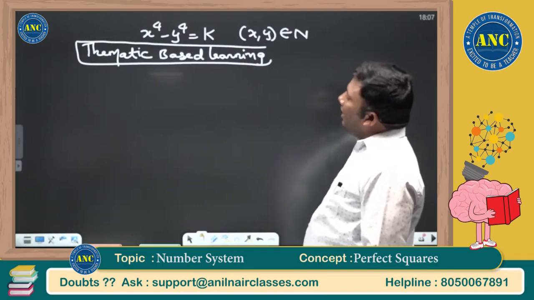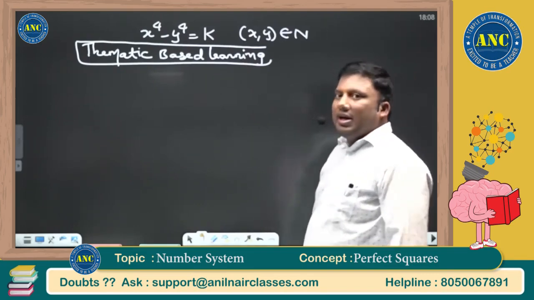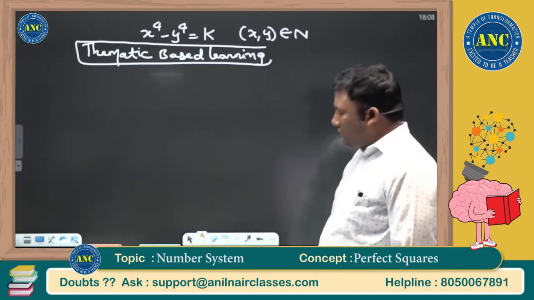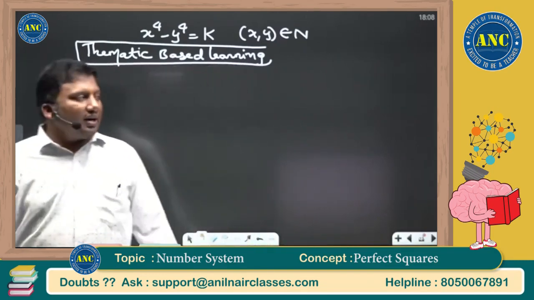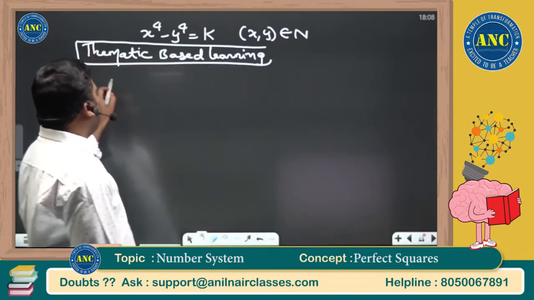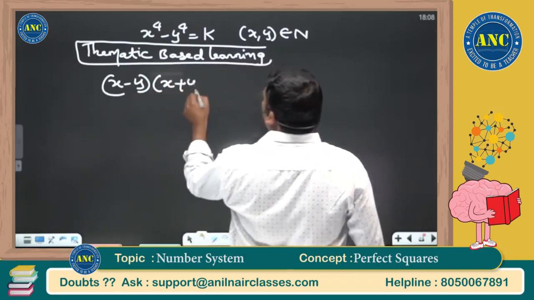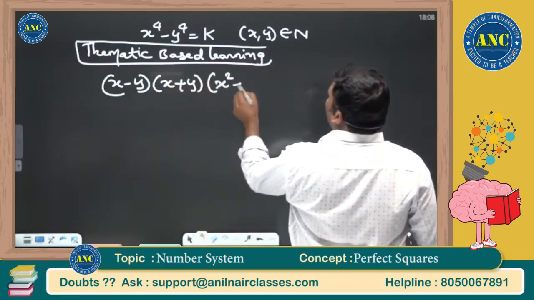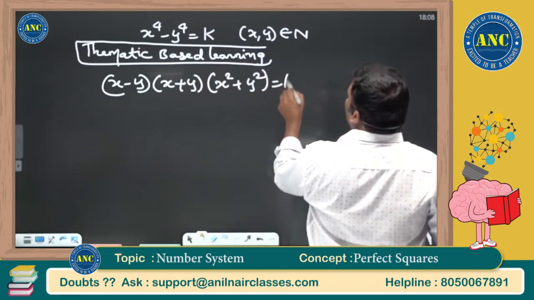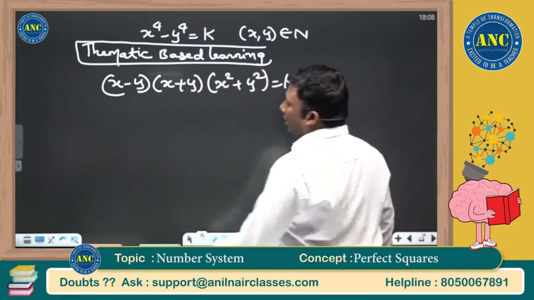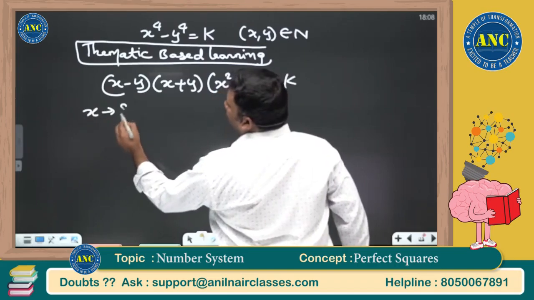X power 4 minus Y power 4 is equivalent to K. X and Y are natural numbers. How many values will X, Y take? See the power of thematic based learning. This is nothing but (X square minus Y square) into (X square plus Y square) equivalent to K. X and Y are natural numbers. What is the theme that we used?